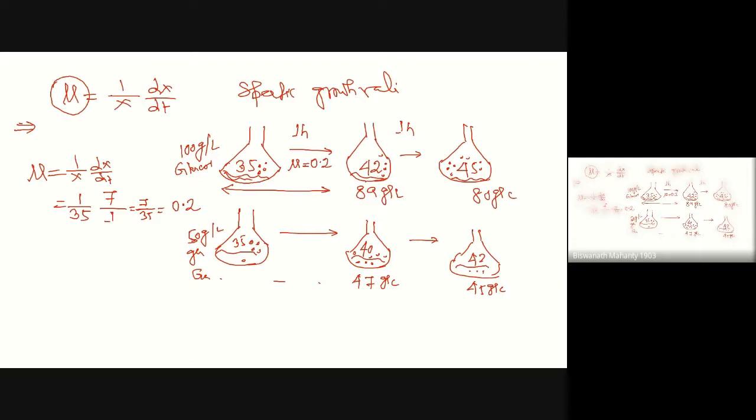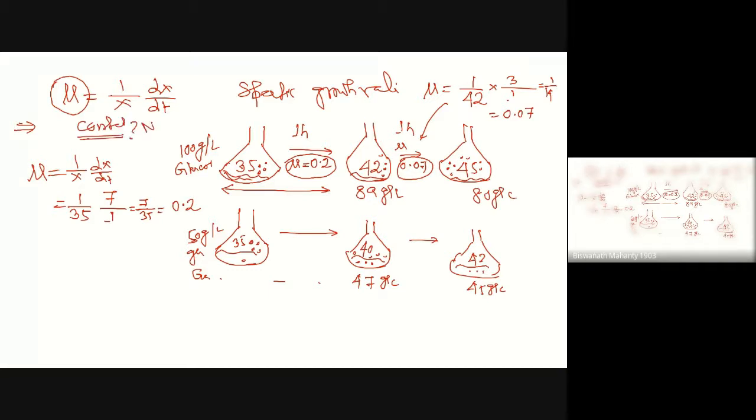What about the next hour? You see, here 42 is becoming 45. So in this phase, what is the specific growth rate? 1 by 42. Change is only 3. 42 is becoming 45, 3 change. Time is 1 hour. So it is becoming 3 by 42, so 1 by 14. 1 by 14 means approximately 0.07. So it is becoming 0.07 mu. So do you think mu is constant? No. You see, initially my mu is high, then mu is also changing. So specific growth rate is not constant. It also changes.